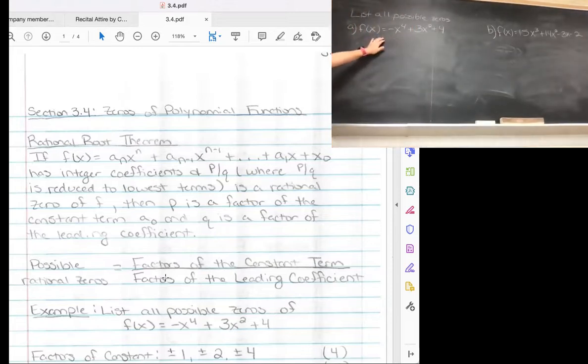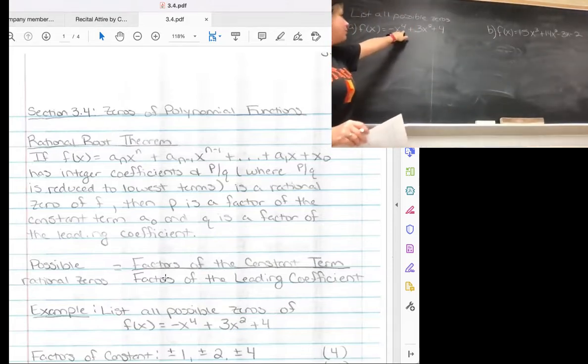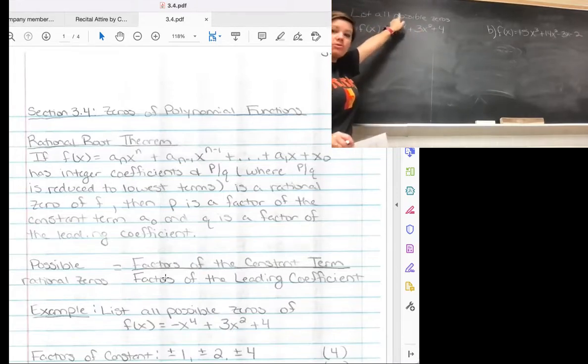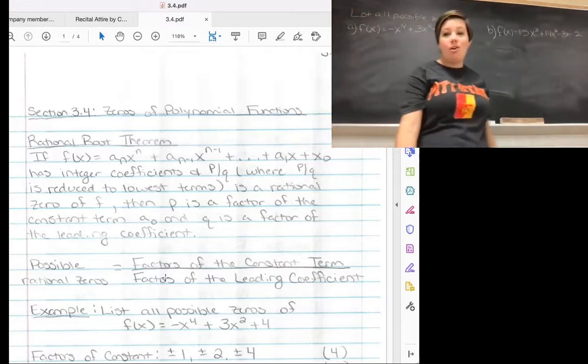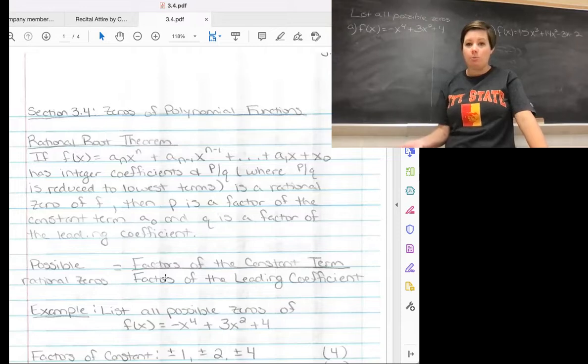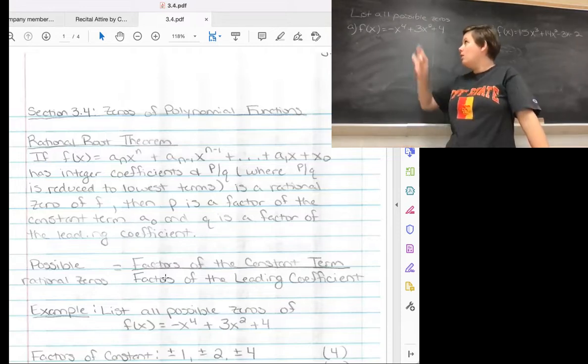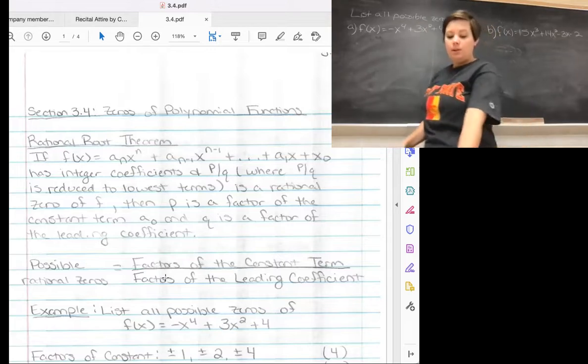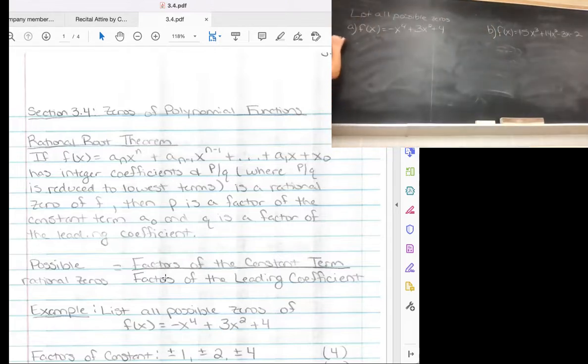So here's our function. We have f of x equals negative x to the fourth plus 3x squared plus 4. And we want to list all possible zeros. Notice the word possible. That doesn't mean that it's all the zeros. That doesn't mean that everything we write down is actually a zero for this polynomial. It just means that all of the zeros that are rational for this polynomial will be in our list somewhere. Okay, so the first thing we want to look at is the factors of the constant. That's what we want to look at first.